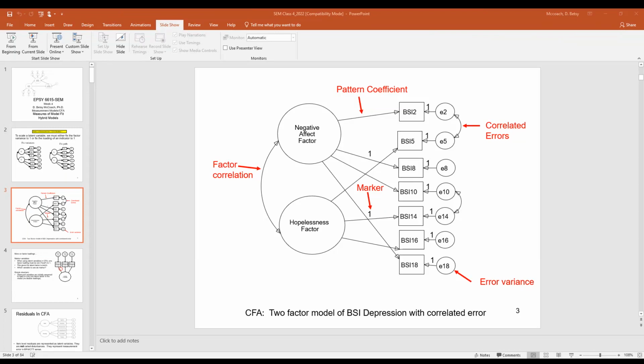You're correlating their residuals, which in a measurement model we call measurement errors. In the structural model, we call those residuals disturbances. But either way, if a variable is endogenous and you want to correlate it with something else, you can't. You have to correlate the residual, right? You can't directly correlate the variable. You correlate the residual.